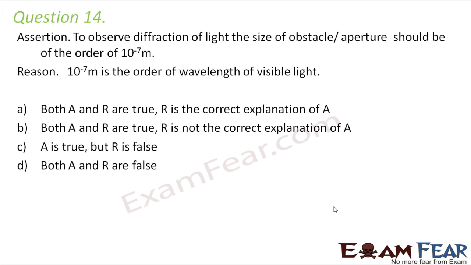Question number 14. Assertion: To observe diffraction of light, the size of the obstacle or aperture should be of the order of 10 to the power minus 7 meters. Reason: 10 to the power minus 7 meters is the order of wavelength of visible light.